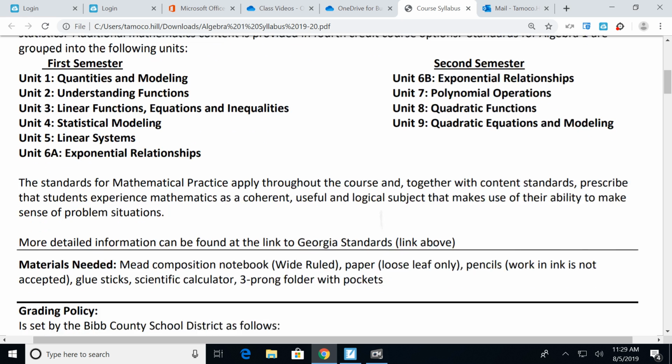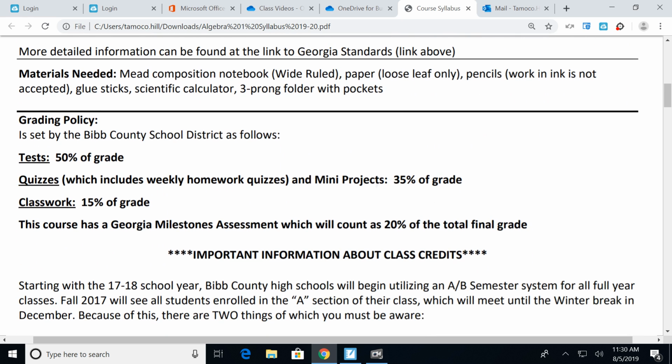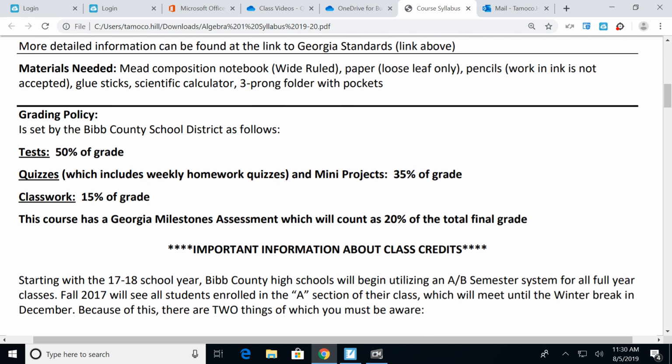We'll discuss that shortly. Remember, on Friday I reminded you that you needed your composition book today and your 3-prong folder with pockets. We're going to insert something into the folder, and we're going to set up the first page in your composition book.